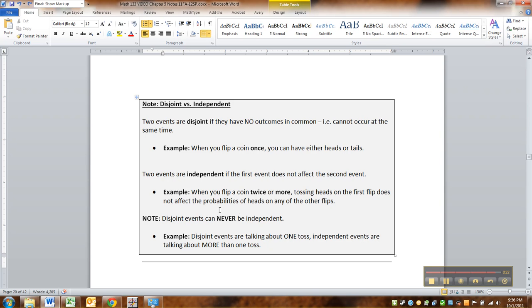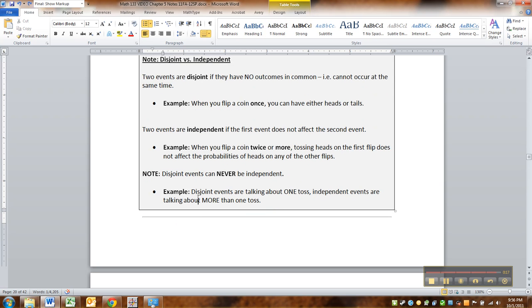Okay? And it's kind of a weird thing to think about, but disjoint events can actually never be independent for a variety of reasons, but mostly because once you know that you've got heads, for example, then there's no way it could be tails. You're affecting the probability. You're making it 0. It's a kind of a weird sidelight, but that's just the way it is. So disjoint can never be independent, period.